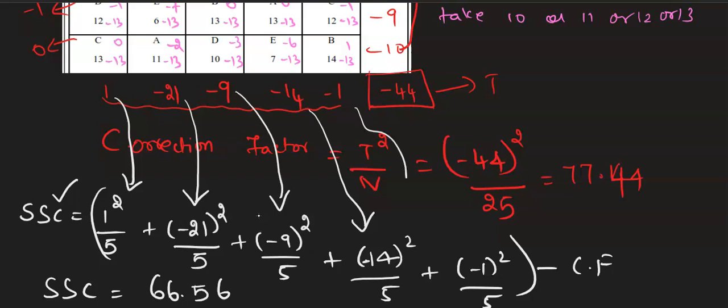And then minus 1 square. I have written all these things. Don't write the total, minus correction factor. Correction factor is this value. So this is SSC. When you calculate, again add everything and then finally subtract.